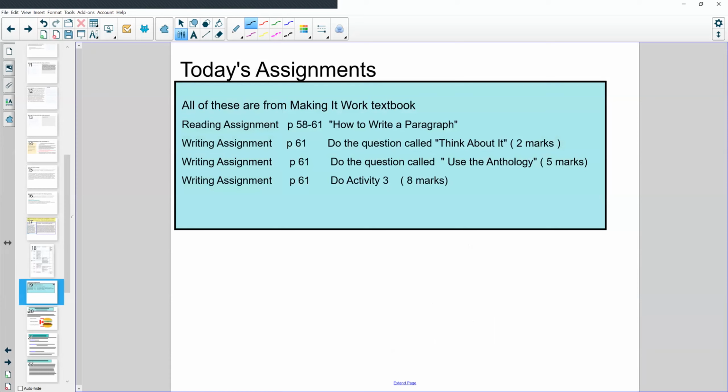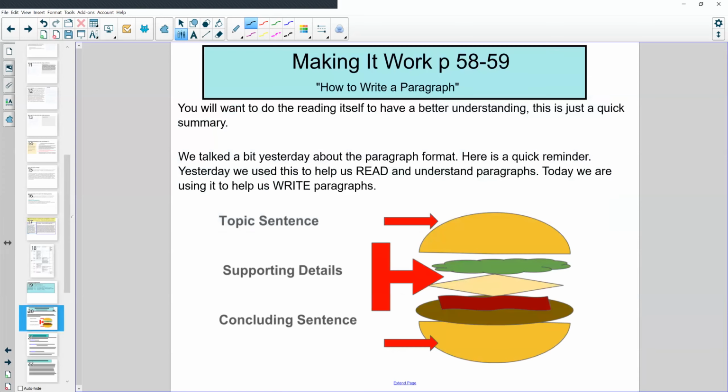Right. This talks about the marks. There's no marks for doing the reading, but you're going to need to do the reading to understand things. The first one's only worth 2 marks. Use the anthology is worth 5 marks. Activity 3 is 8 marks. Okay, we talked about this yesterday.